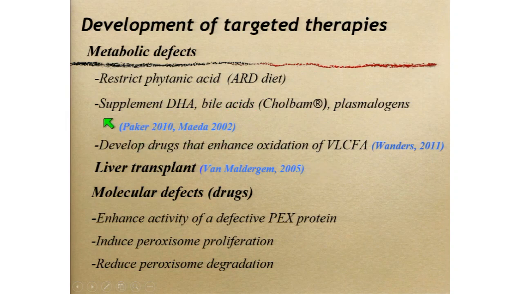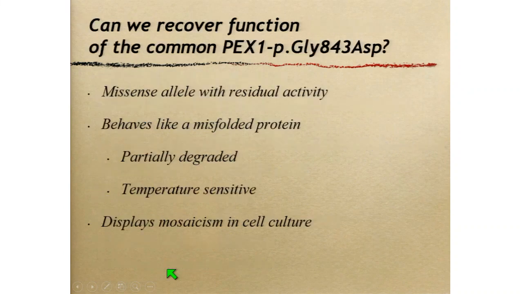And then there are groups that have been working on drugs that enhance the omega oxidation of very long-chain fatty acids, which doesn't use the peroxisomal system. There have been cases of liver transplants that have rescued some of the biochemical abnormalities in the blood. And there is now current research on drugs that can rescue the molecular defects. So the questions that we've been asking are how we can enhance the activity of a defective protein, how we can induce peroxisome proliferation, and how we can reduce peroxisome degradation.